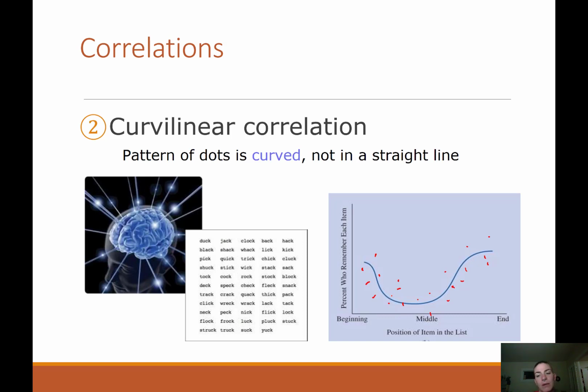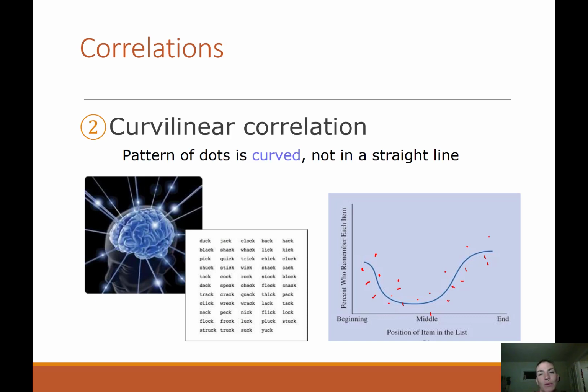And you can see that there are people who do pretty well remembering words at the beginning of a list. And they also do pretty well remembering words at the end of the list, but they don't do very well recalling the words in the middle of the list. So not as many people remembered words in the middle of the list. So if you drew a line through the points on this scatter plot, you would have a curved line. And it's because people are not remembering words in the middle, but they're remembering words at the beginning and the end.